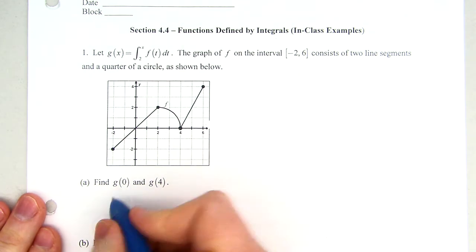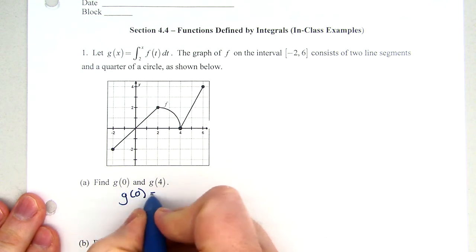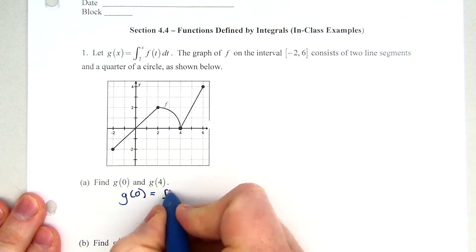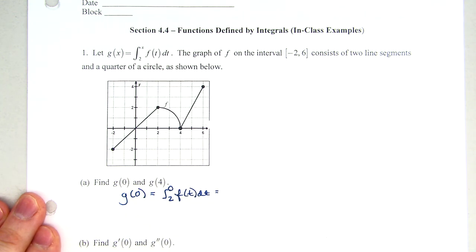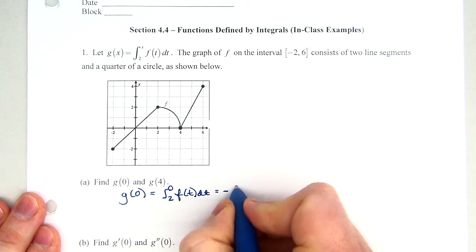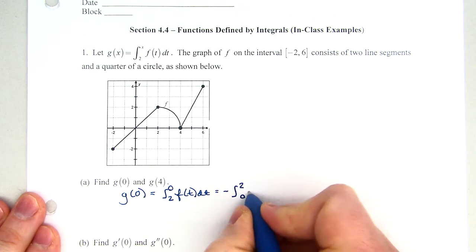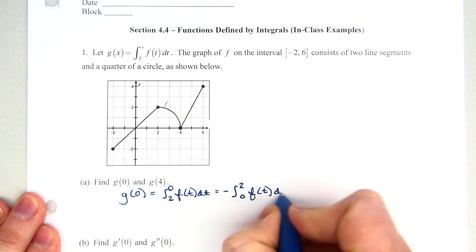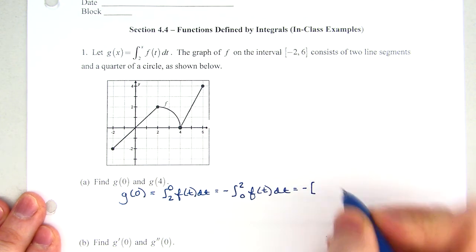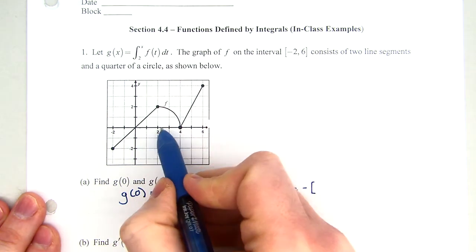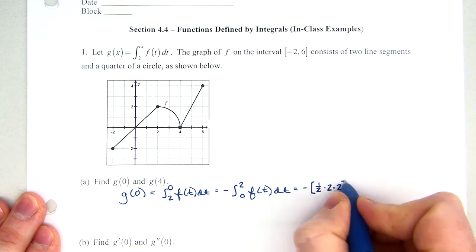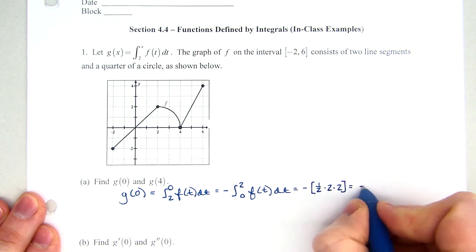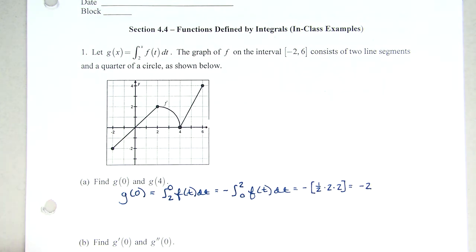Okay, so g of 0 is going to equal the integral from 2 to 0 of f of t dt. Oh, I don't really want to do that. I'd rather go from 0 to 2, so I'm going to make this negative the integral from 0 to 2 of f of t dt. Okay. 0 to 2, that looks like a triangle to me. Base of 2, height of 2, negative 1/2 times 2 times 2. We're going to get 2 inside here, so we're going to get negative 2. For our answer, g of 0 is negative 2.